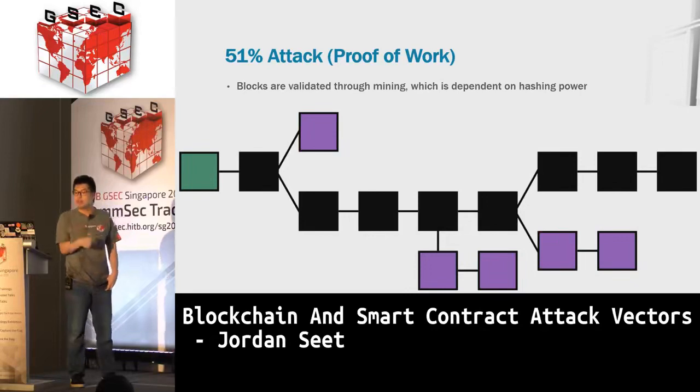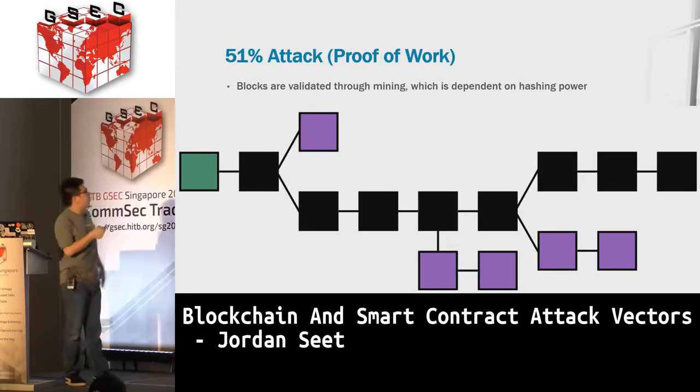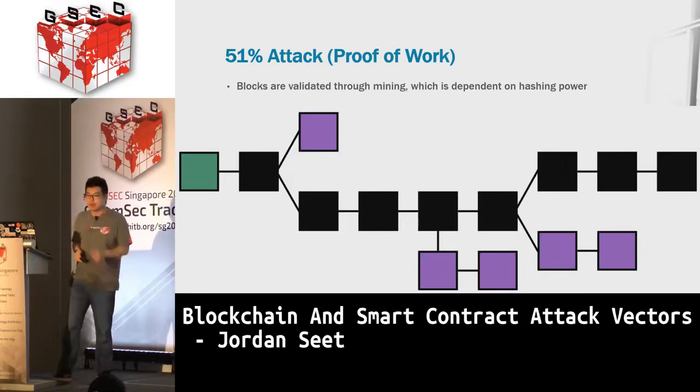And that means that even though I can forge invalid or fraudulent transactions, with a 51% chance I can mine that block, validate it, and add it to the blockchain. And this is why it's called a 51% attack.